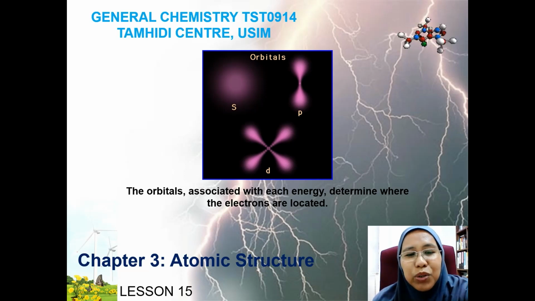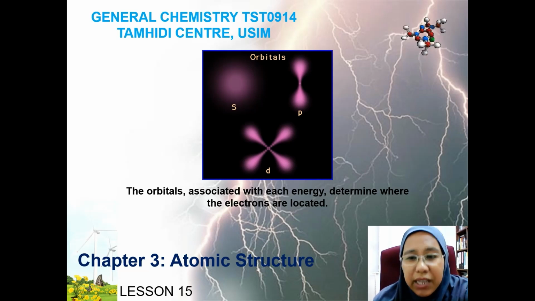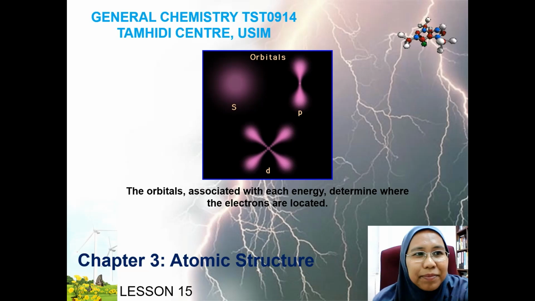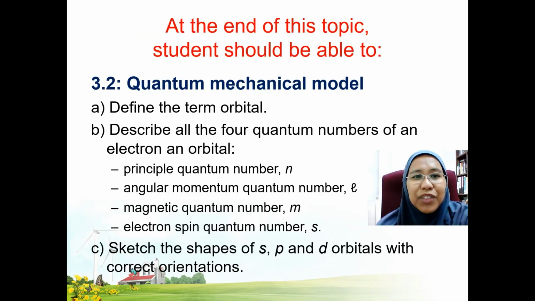We are going to continue with our lesson 15. Lesson 15 is from chapter 3, Atomic Structure. In lesson 15, Quantum Mechanical Model, we are going to define the term orbital, and we are going to describe all the four quantum numbers n, l, m, and s, and we are going to learn how to sketch the shapes of s, p, and d orbitals with their correct orientations.